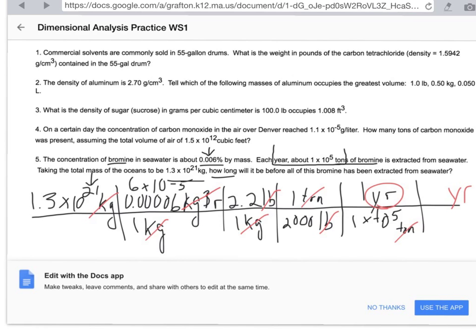But 8.58 times 10 to the 8th years, that's again 858 million years before we extract all the bromine from the sea. So we got some time.